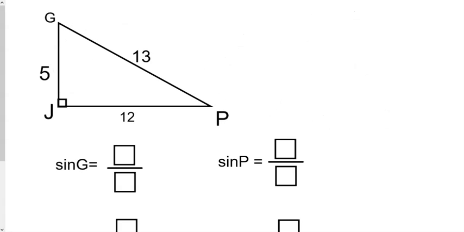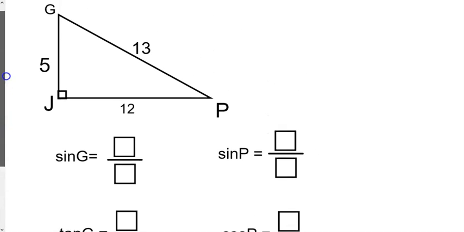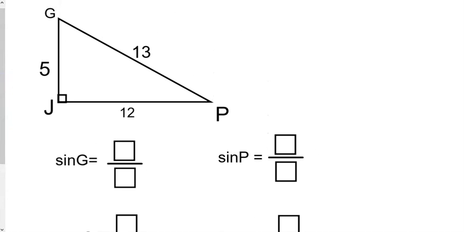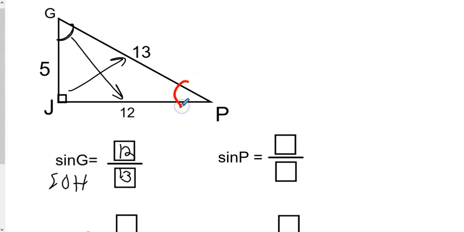All right, on this one, we're just looking at what we got here. Just practice. So sine of G, where are we at for G? We're right here. Sine is opposite over hypotenuse. So from G, this is opposite, that's hypotenuse. 12 over 13. Now sine of P, I'm going to do this in a different color. Sine is still opposite over hypotenuse, but for P, the opposite is over here. Hypotenuse is the same. So that's going to be 5 over 13.